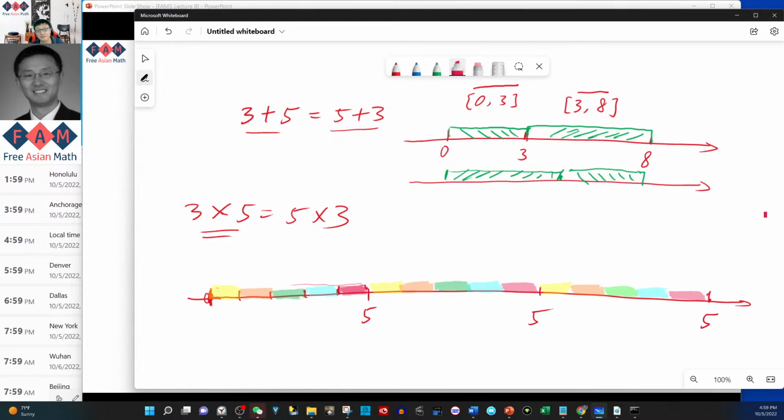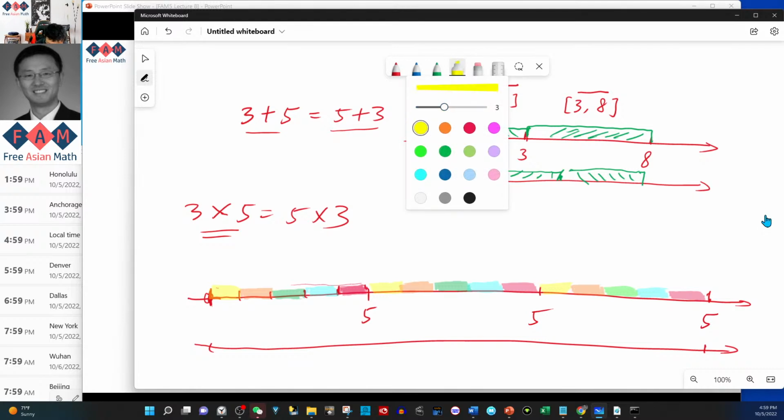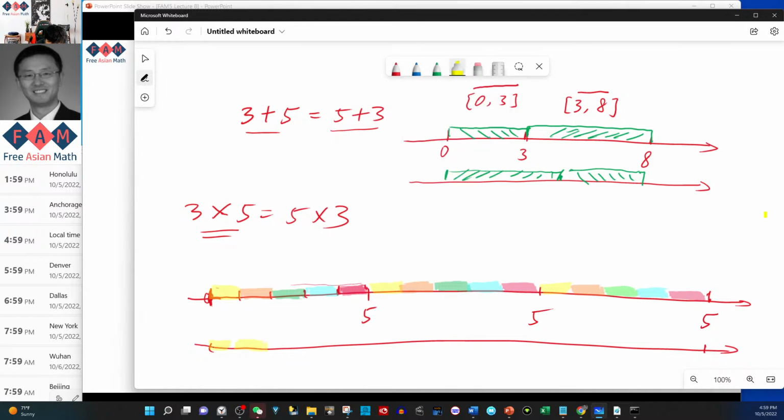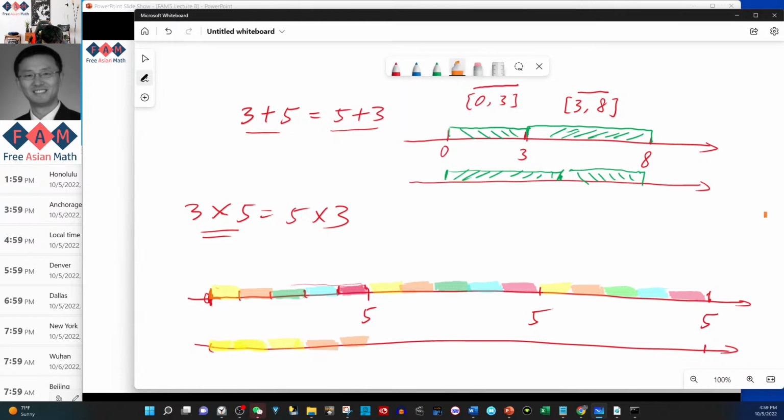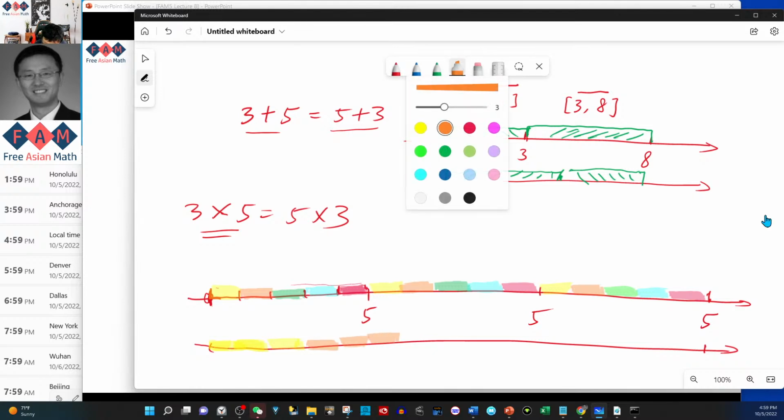Remember theorem 1.6.3? We can add them in any order. Essentially the same thing here. So now we can regroup them in a different way. We can group all the colors in one group. We group all the yellow first. We put all the 3 yellows together, so we have 3 yellows. And then we group the orange together. 3 orange, now it's 6.